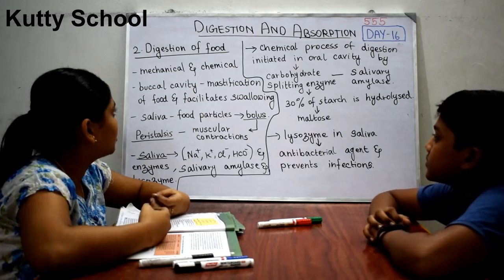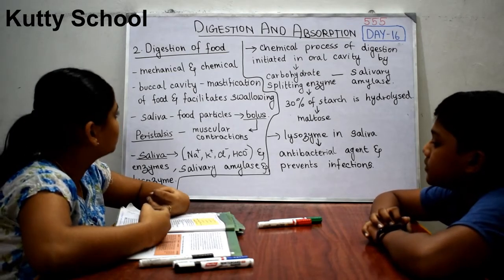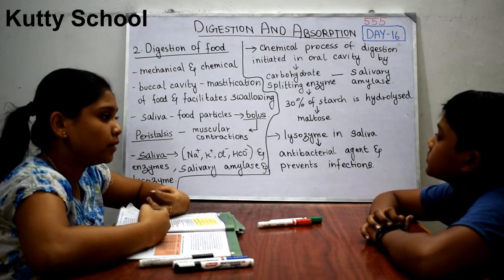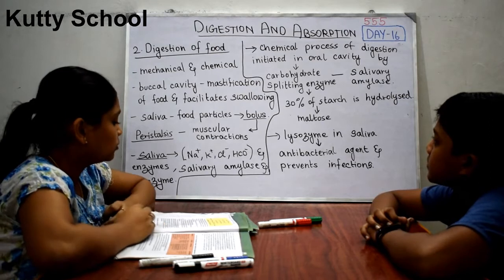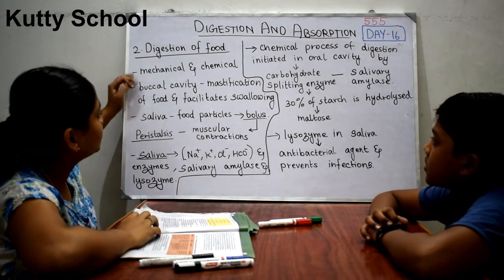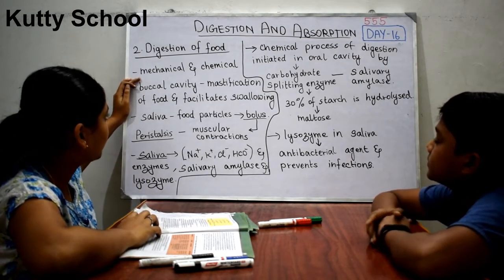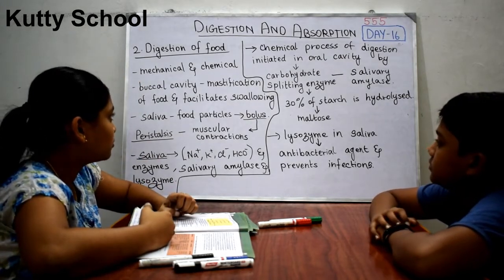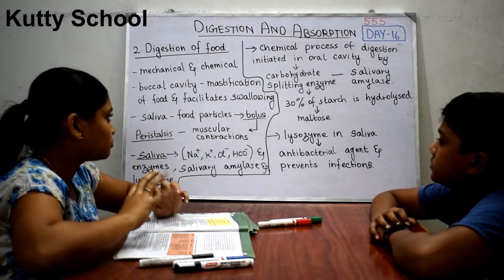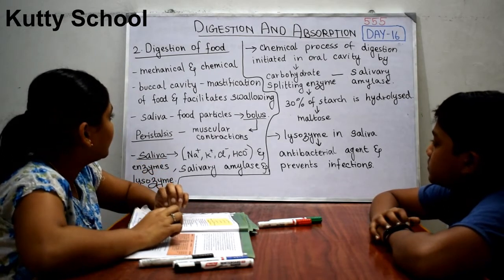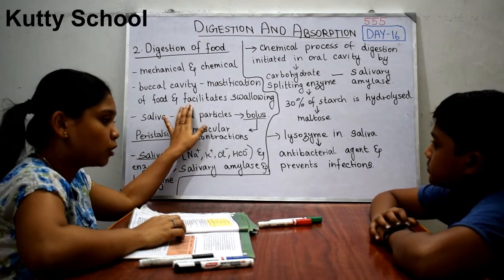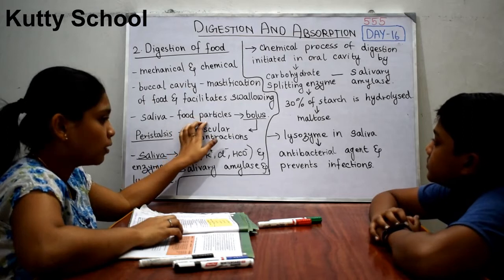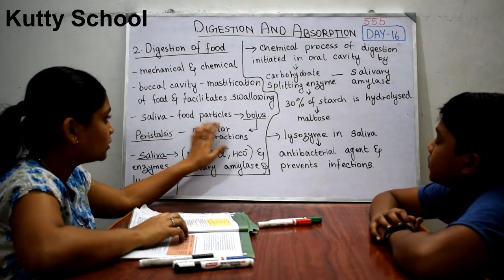We are going to see about digestion of food. Digestion is generally both a mechanical and chemical process. It starts in the buccal cavity, where mastication of food takes place. Mastication is nothing but the mixing of food, and it facilitates swallowing also. The saliva acts on food particles and converts them into a bolus.